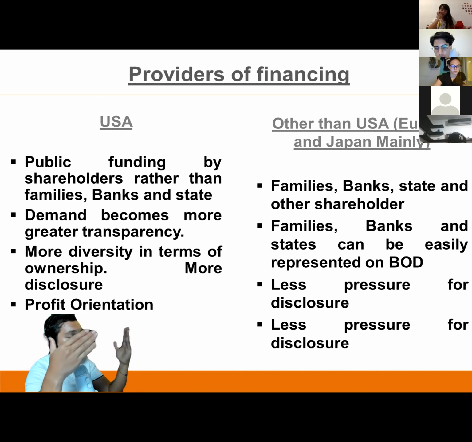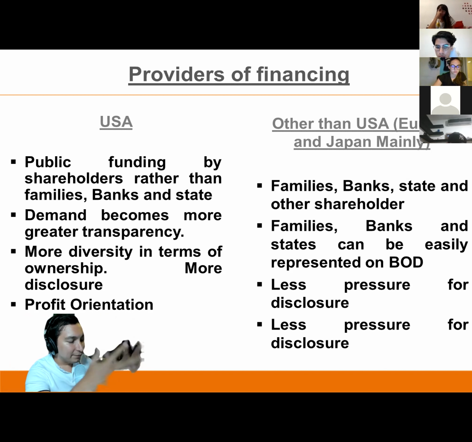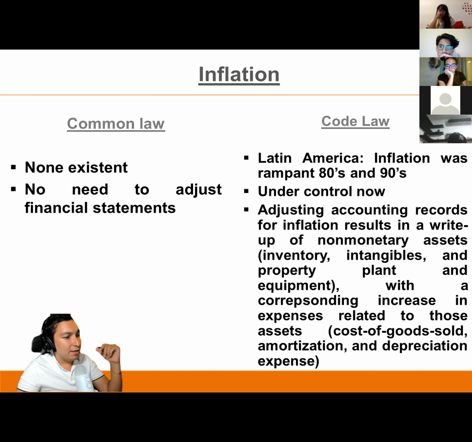You need to follow the public guidelines, rather than if you are financed by families and you ensure a good relationship with them, they are softer with the rules for providing financing, guys. That's another reason for accountancy diversity.